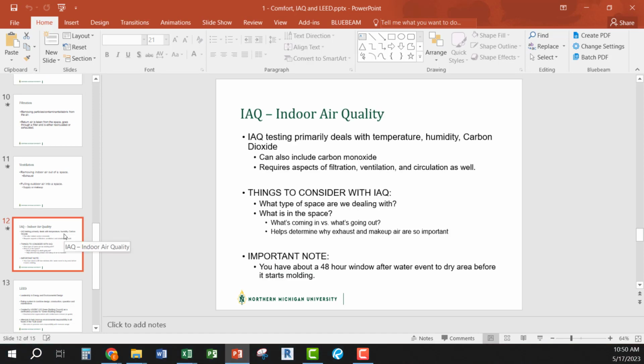Then getting into indoor air quality, what that means, and why it's so complicated to test for, because there's not really a standard as to what good IAQ is. What we're typically testing for is temperature and humidity, whether we're within the parameters, and a lot of times we also add in carbon dioxide. We can also throw in things like carbon monoxide. This alone requires proper filtration, ventilation, and circulation throughout, so it all ties back into comfort and indoor air quality.